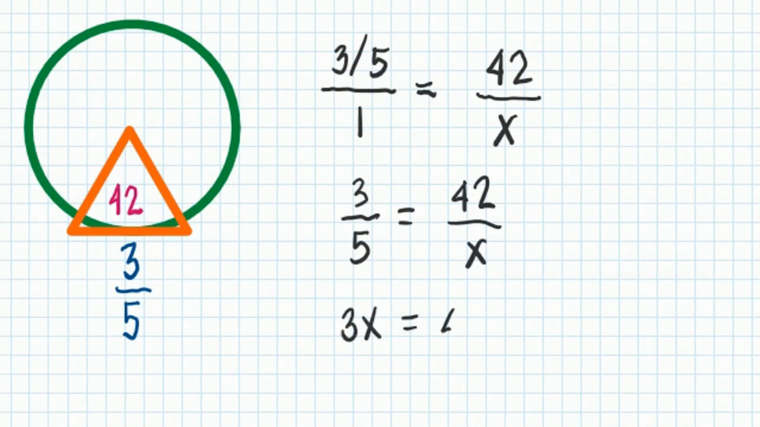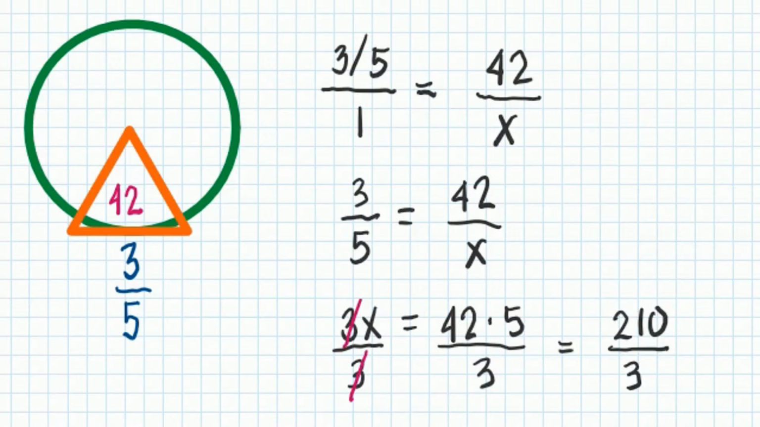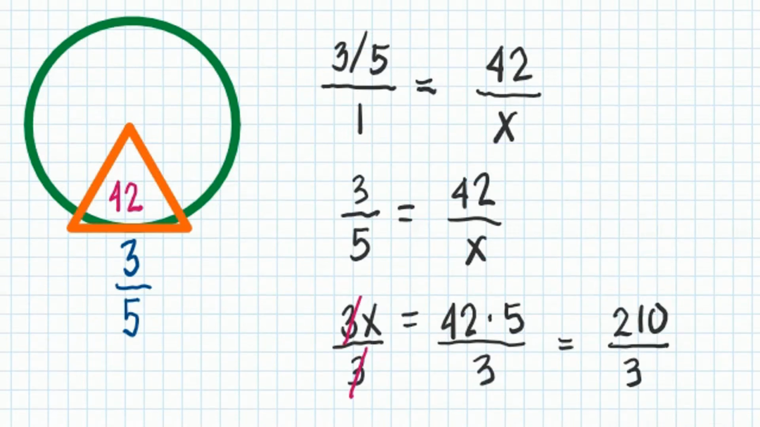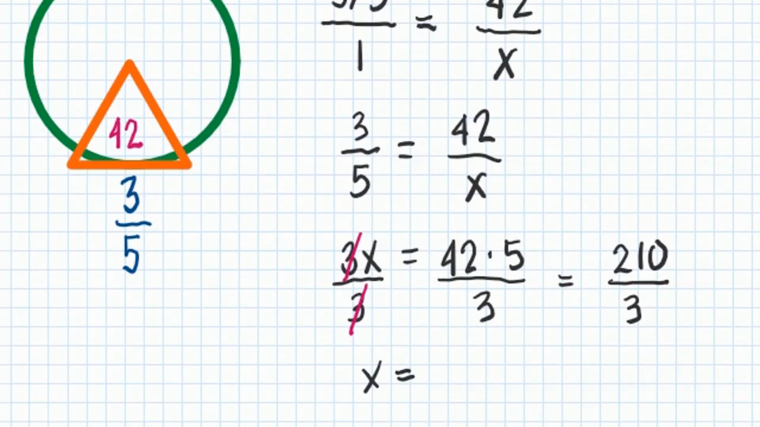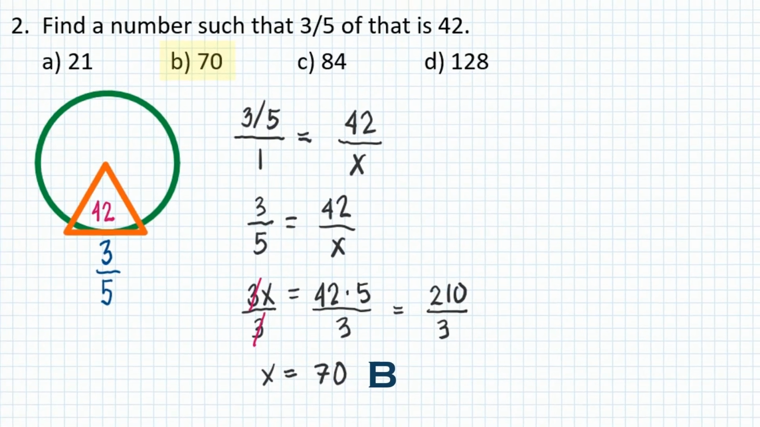Cross-multiplying we get, 3x is equal to 42 times 5. Divide both sides of the equation by 3, to remove 3 from x. Now we have, x is equal to 42 times 5 divided by 3. 42 times 5 is equal to 210. And 210 divided by 3 is equal to 70. Therefore, 70 is the final answer. Letter B, on our choices.